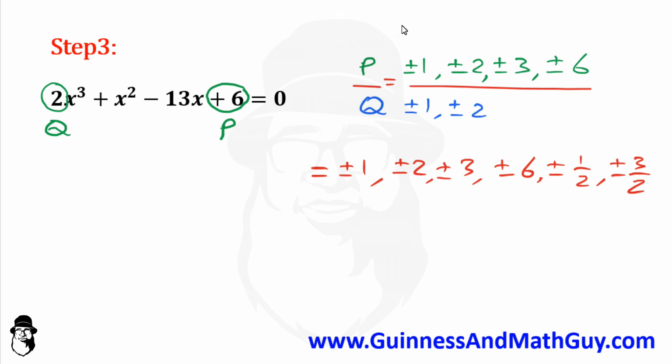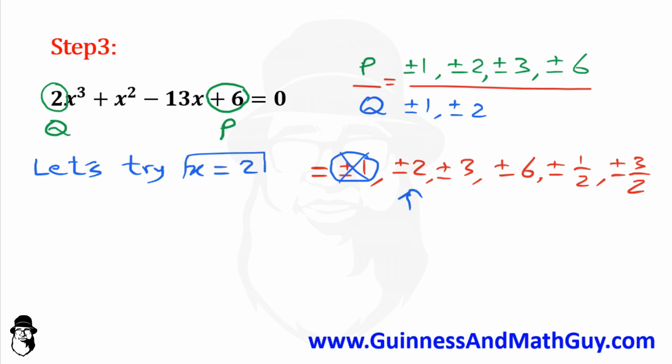Now we know already that plus 1 and minus 1 are not our values, they are not the solutions. So let's start from here. Let's try x is equal to 2. So let's try this value.